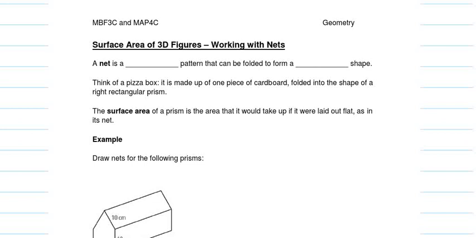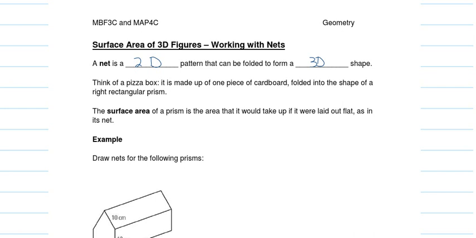So what is a net of a 3D shape? The net of a 3D shape is a 2D pattern that can be folded to form the 3D shape. So think of a pizza box, okay? The pizza box doesn't come as a box. It comes as a cardboard, right? And then they fold it together to make that shape.